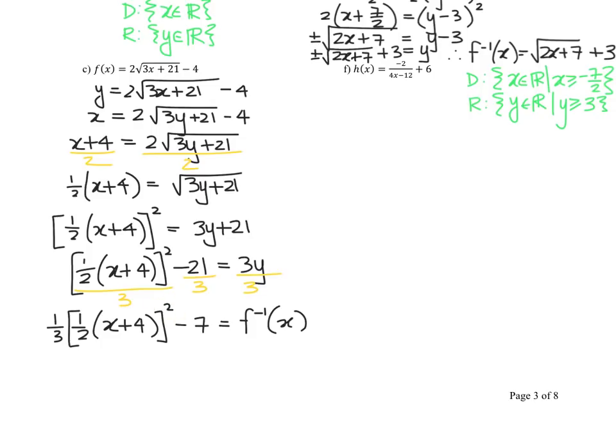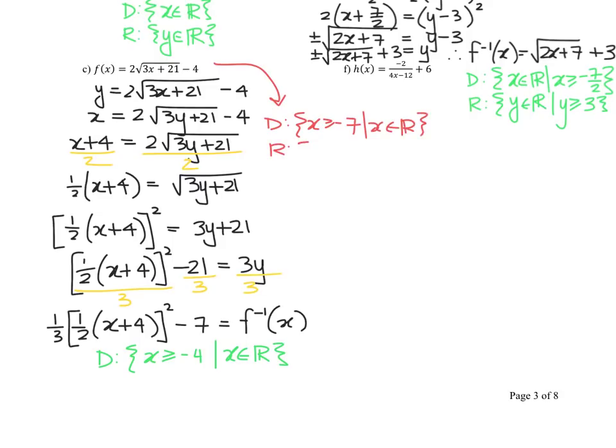It's a parabola. But what I want to make sure you understand is that the domain and range is not necessarily what you think it is for this inverse parabolic function. The domain is not x is any real number. It's actually going to be x is greater than or equal to -4. The reason for that is because if you take a look at the original function, our domain was x is greater than or equal to -7, and the range was y greater than or equal to -4.